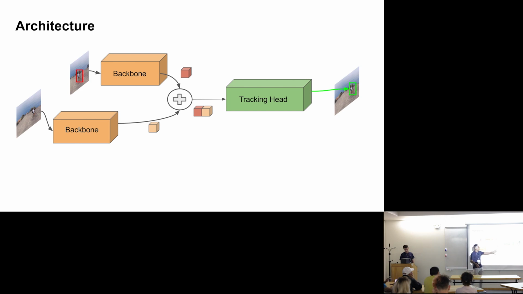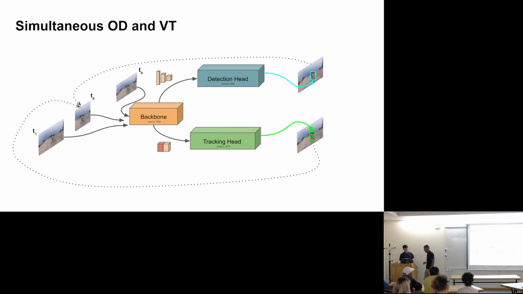Just a few notes. The tracking head is a simple head that consists of depth-wise convolutional layers. And also we have one dense layer at the end of the network, which we will get rid of in the future. But currently this tracking head consists of these layers.